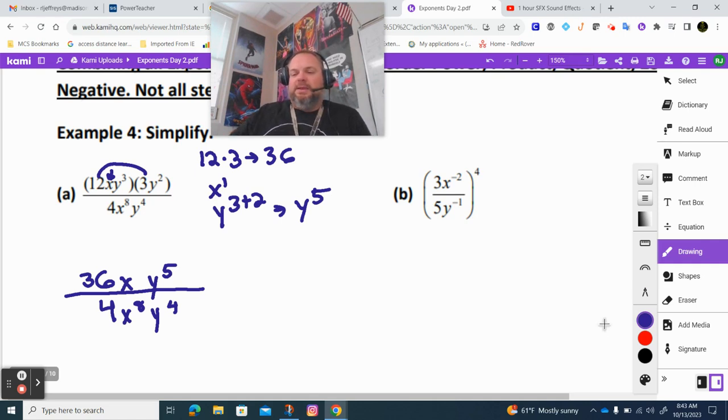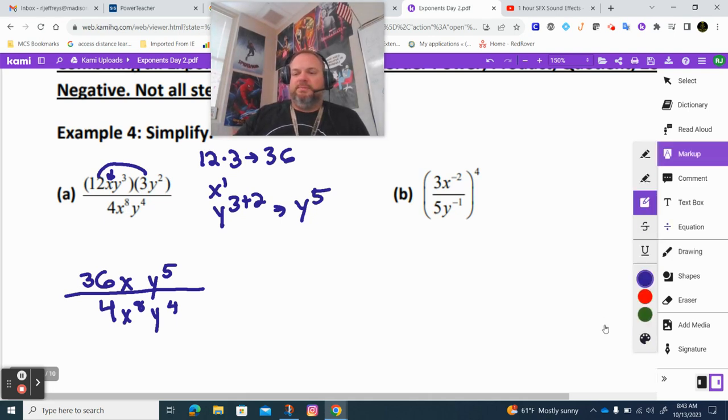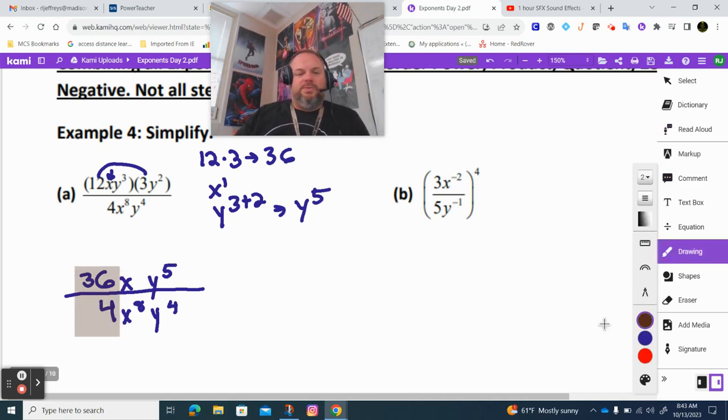All right. Let's do the bottom, or let's do all of it now. So again, let's pull out the numbers. Okay. So 36 over 4 reduces down. See, 36 divided by 4 is 9. Okay. Just doing the numbers first.